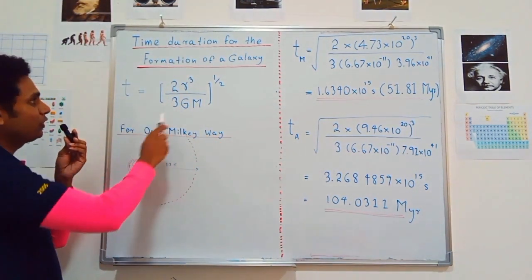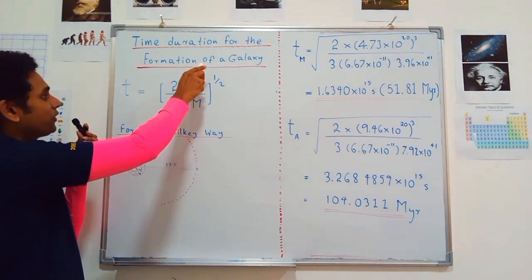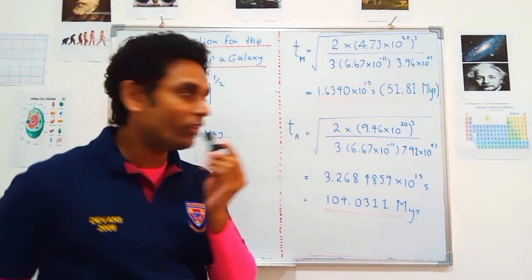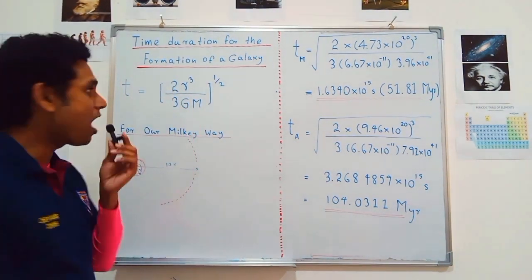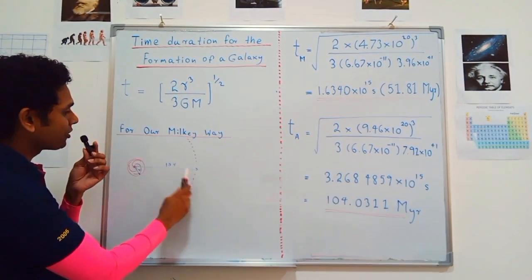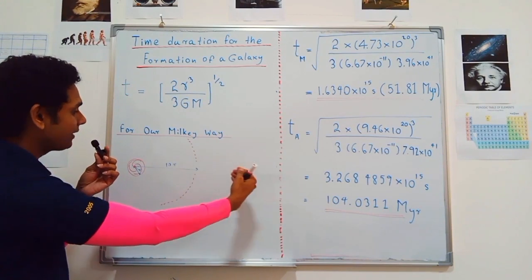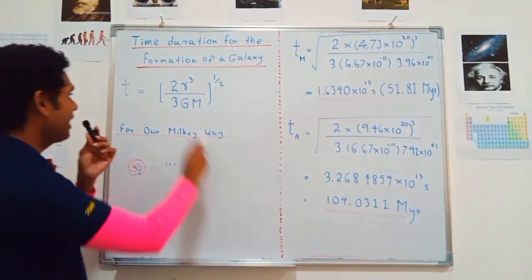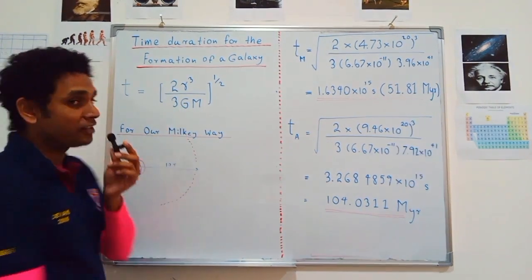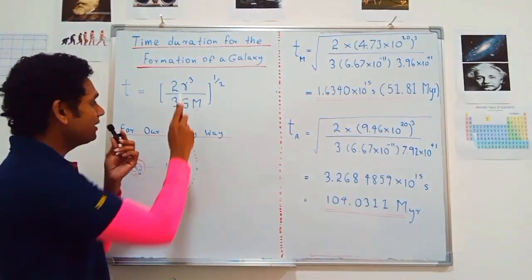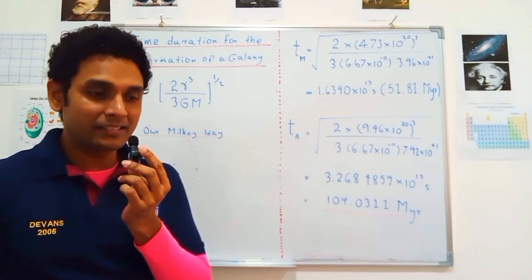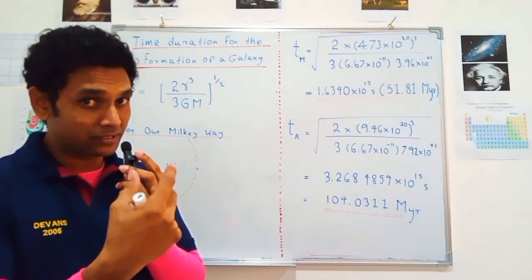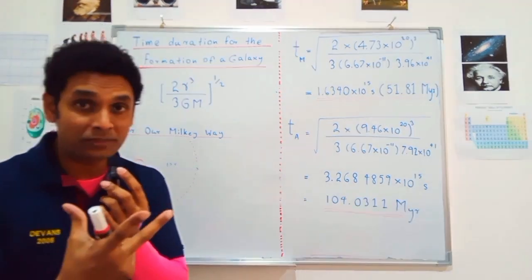The equation is t equals the square root of 2r to the power 3 divided by 3GM. Here r is the range from which the materials or the stars are getting collected to form the galaxy, G is the gravitational constant, and M is the collection of mass, the entire number of kilograms of mass collected by gravity to form the galaxy.